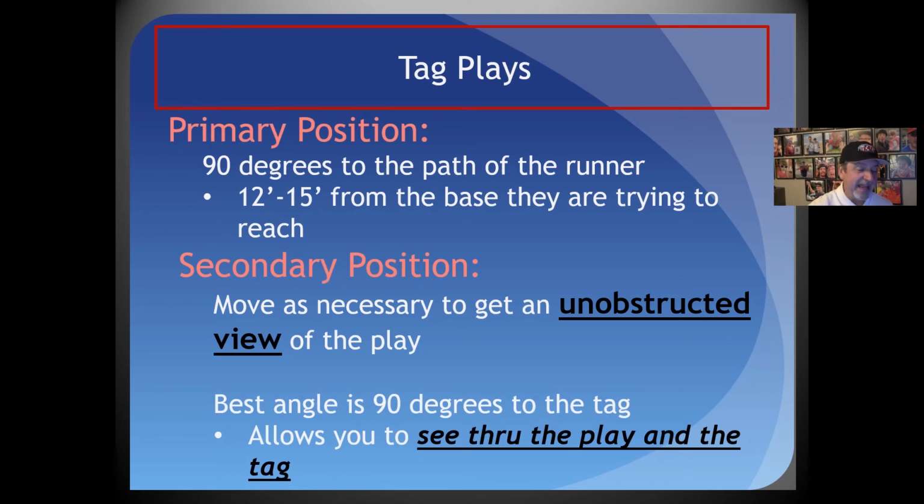Okay, good. The best angle is 90 degrees to the tag that allows you to see through the play. And what does see through the play mean? Exactly that. You've got the runner and the base and the defense all coming together. You want to see right through that play so you can make the best call that you can by stopping, reading the play, and making the call. And that's on tag plays.